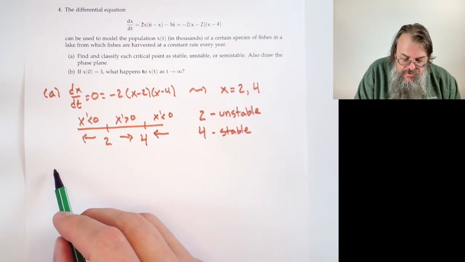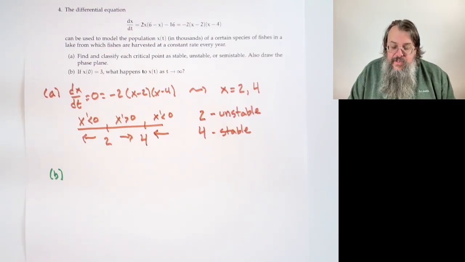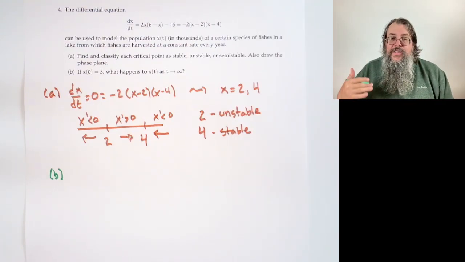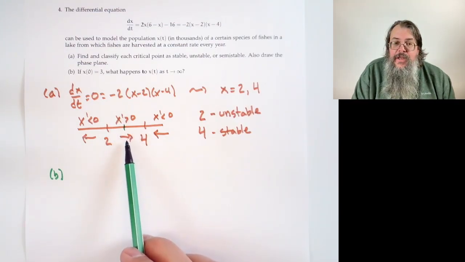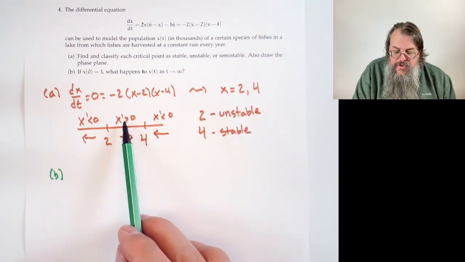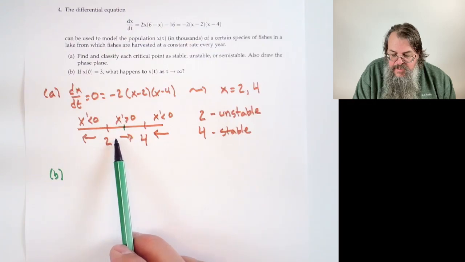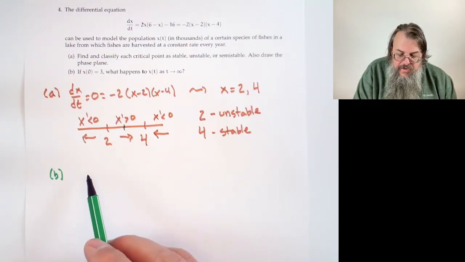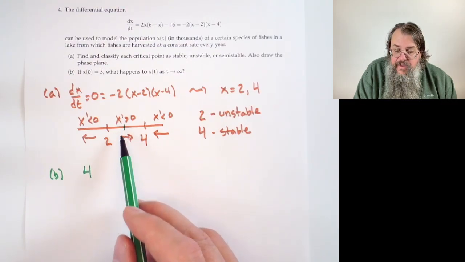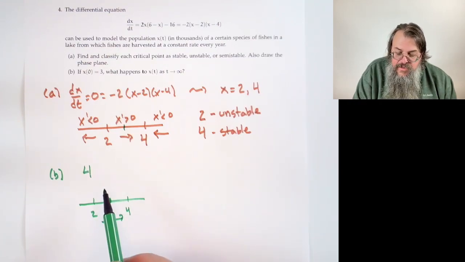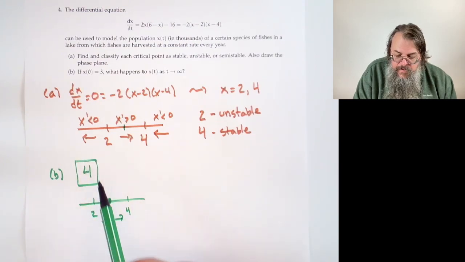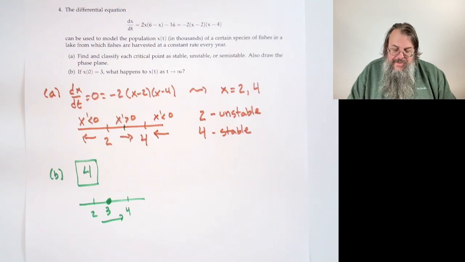If x of 0 equals 3, what happens to x of t as t goes to infinity? The real question is, what's the long-term behavior? Well, we just say, where's 3? It's right there, between 2 and 4. If I'm between 2 and 4, then I'm going to follow the arrow to the critical point. And so the answer is 4, right? I'll draw it again. There's 2, 4, here's 3, and so we just follow the arrow. So the answer is 4. Follow the arrow, and that's it.